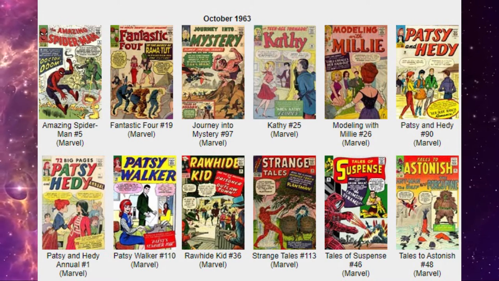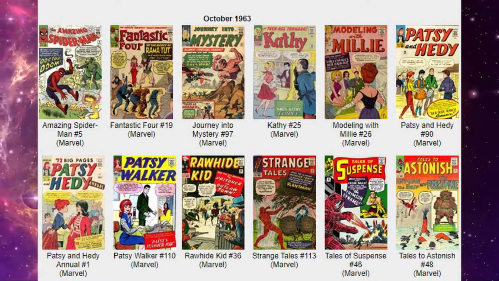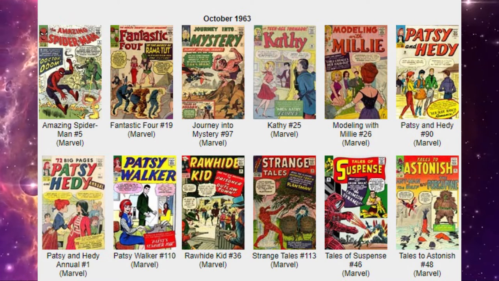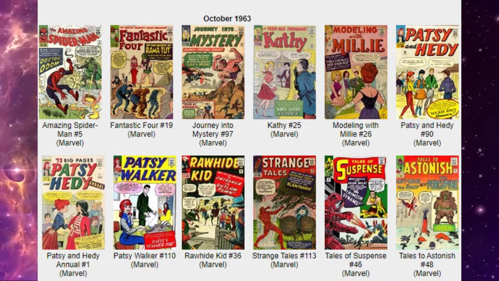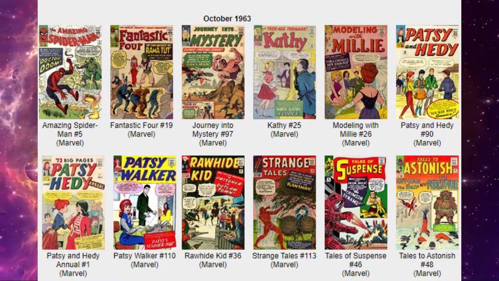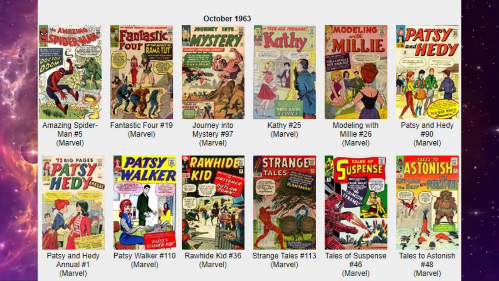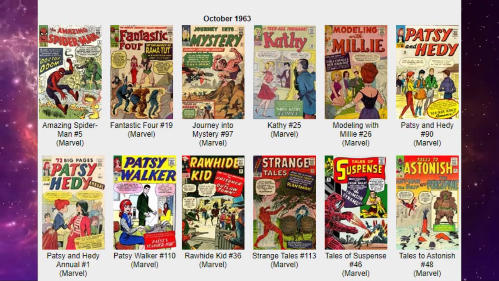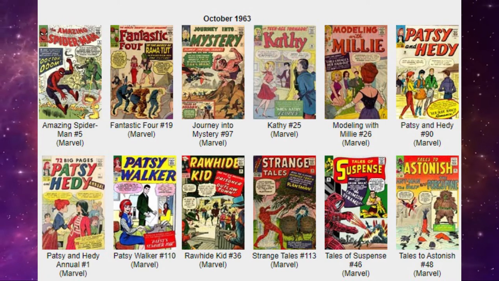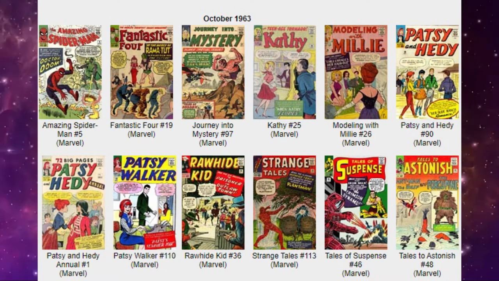Next on our list, let's just take a moment and look at the non-superhero genre. We have Kathy, Modeling with Millie, Patsy and Hedy Annual number 1, and Patsy Walker. That means that Patsy Walker was featured in 3 of her own books this month. That is more copies than any of the main characters like Fantastic Four and Spider-Man at this time.